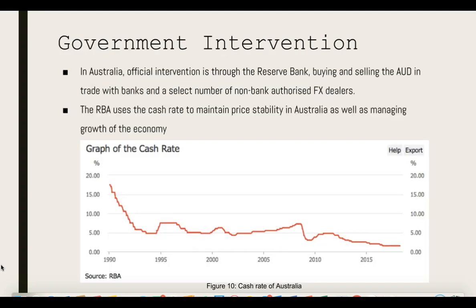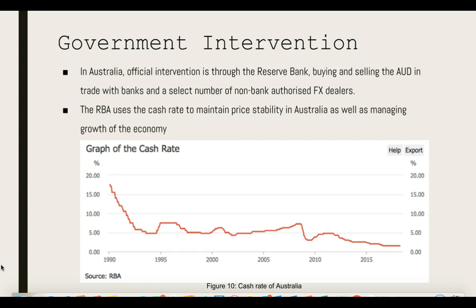When we're discussing different factors that can influence the exchange rate of a currency, which is either the government or the central bank, official interventions into foreign exchange markets can exert a significant influence on the value of that country's currency. In Australia, official intervention is through the Reserve Bank of Australia, buying and selling the Australian dollar in trade with banks and a select number of non-bank authorised FX dealers.